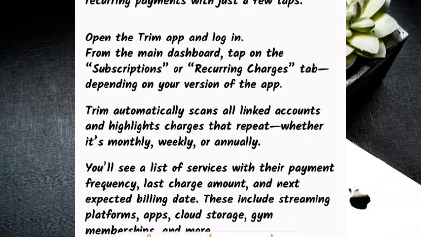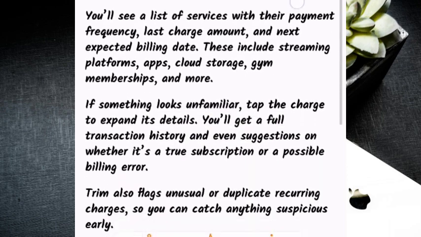First, open the Trim app and log in. From the main dashboard, you're going to tap on the subscriptions or recurring charges tab, depending of course on your version of the app. Trim automatically scans all linked accounts and highlights charges that repeat, whether it's monthly, weekly, or annually. You're going to see a list of services with their payment frequency, the last charge amount, as well as the next expected billing date. These include streaming platforms, games, cloud apps, gym memberships, and more.